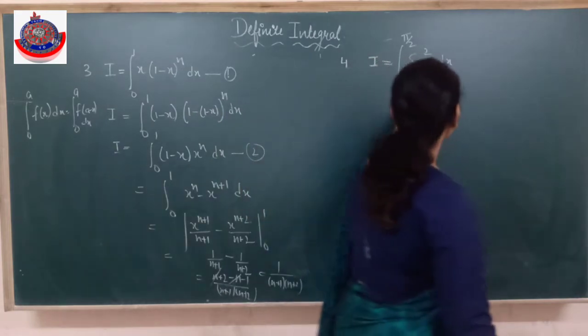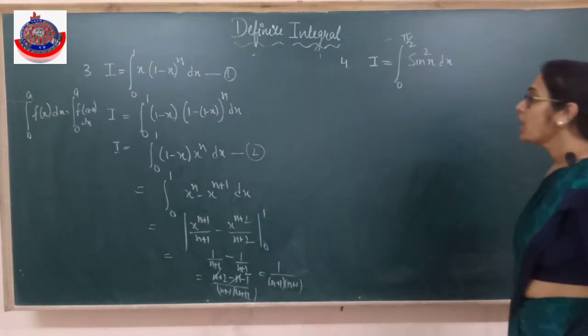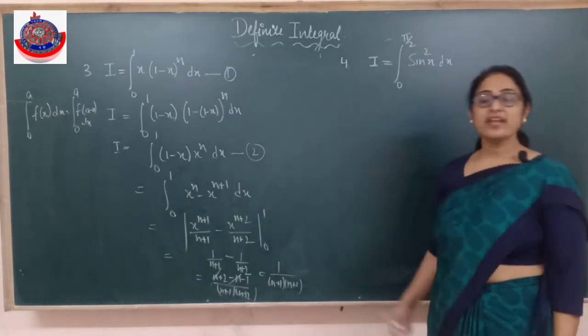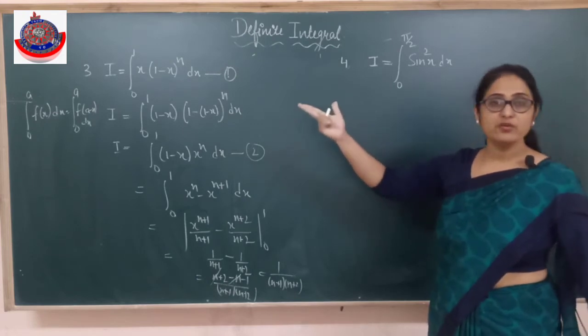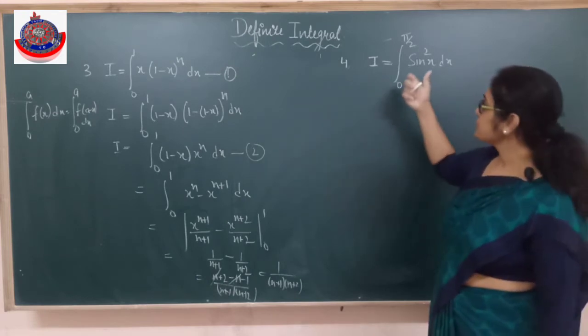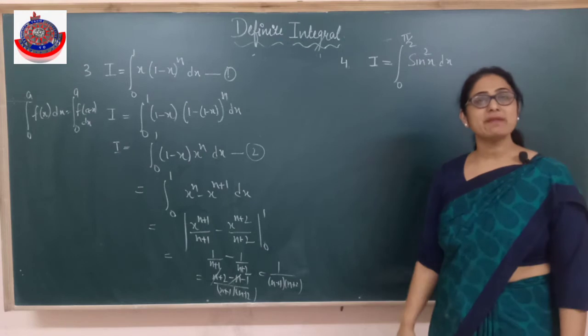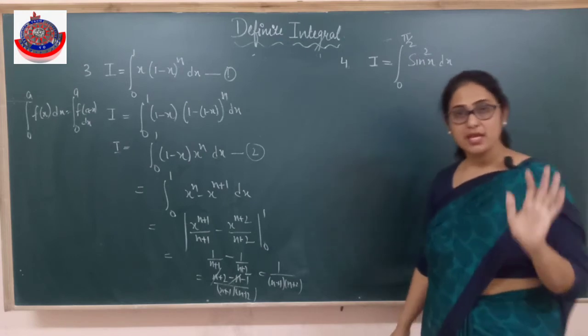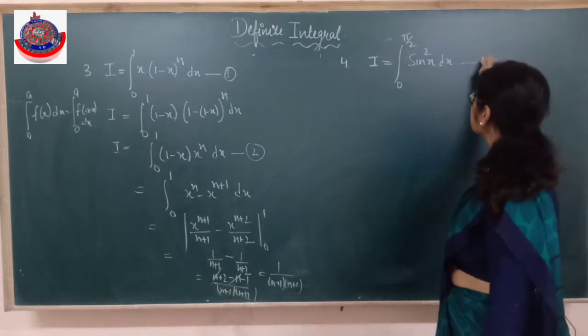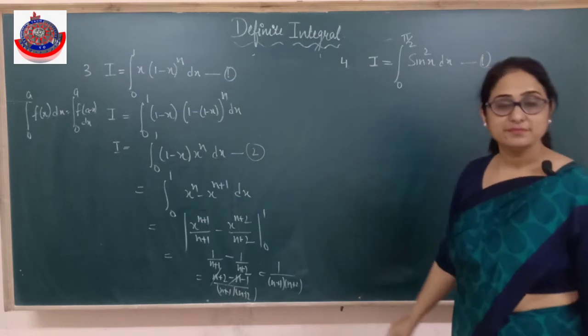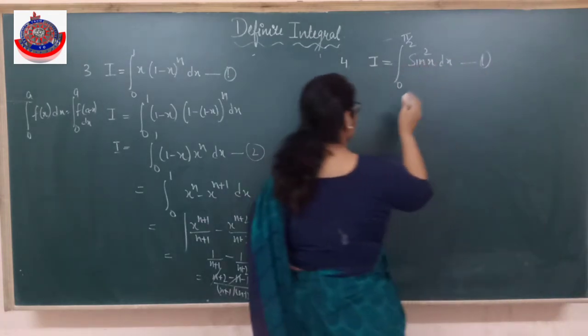Clear? Now look at this question. You can solve this question in the beginning, as we did in the morning when we started definite integration. Sin square I can write as 1 minus cos 2x by 2 and integrate. But with the property the question becomes very easy. You know, apply the same property.